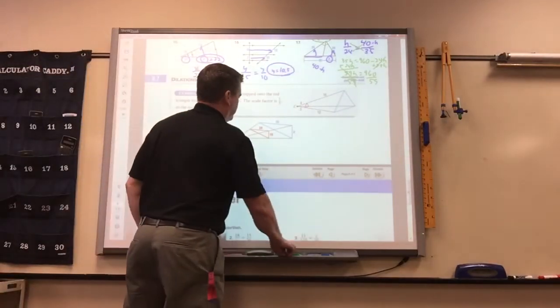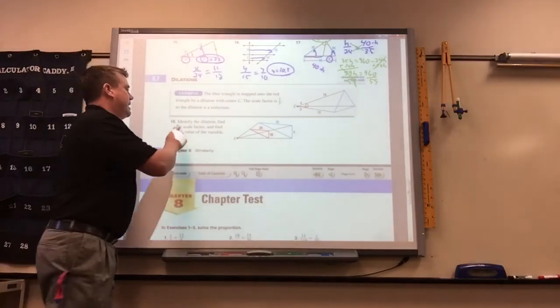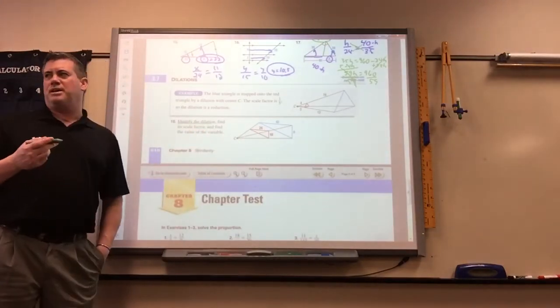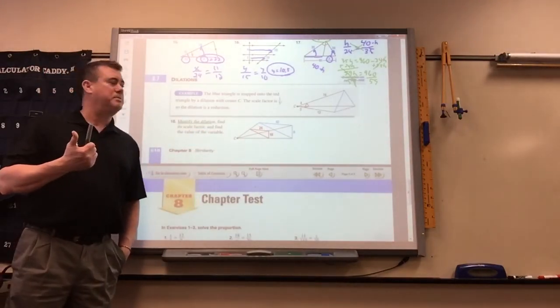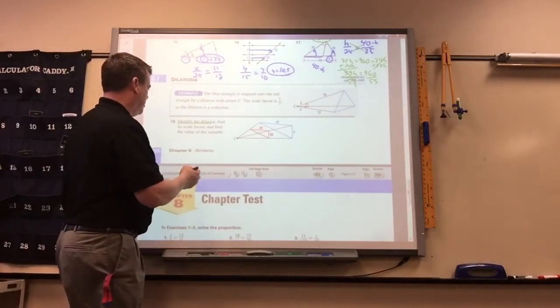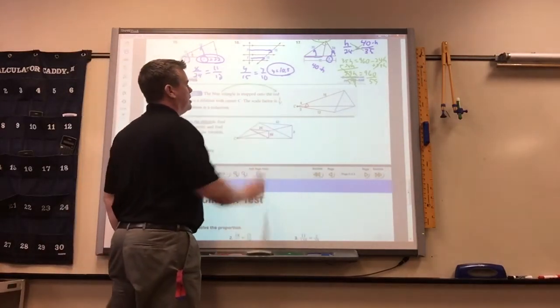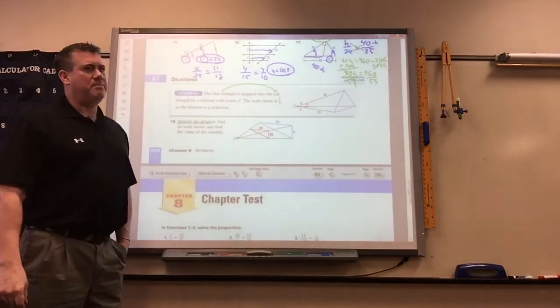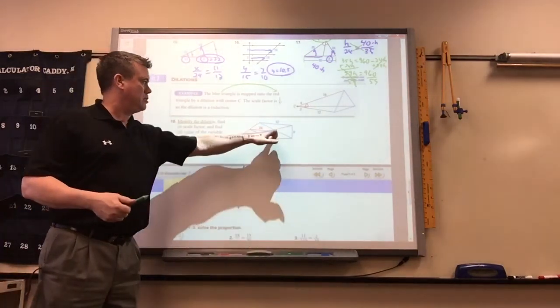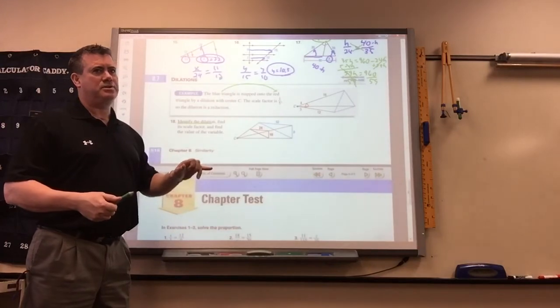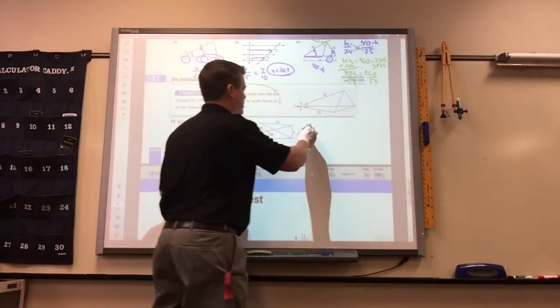Dilations. Identifying the dilation, you just say, is it a reduction or an enlargement? It says the blue is mapped onto the red. So that means the blue's the original. So is this an enlargement or reduction? It's getting smaller, so it's a reduction.